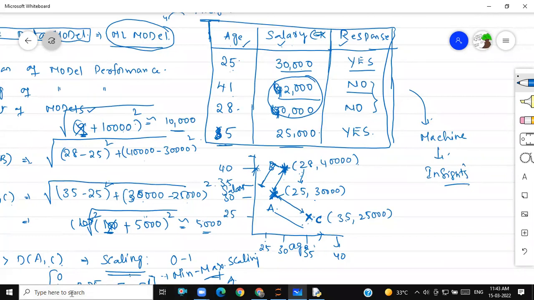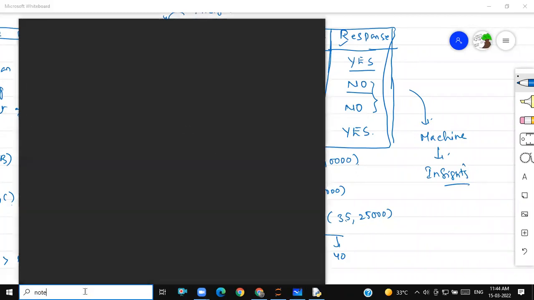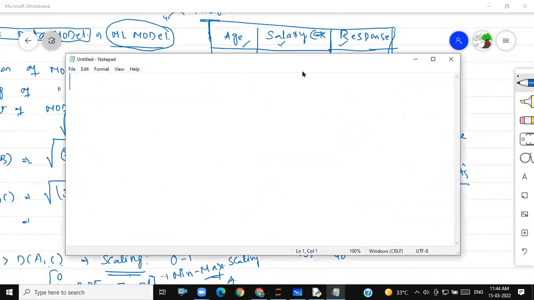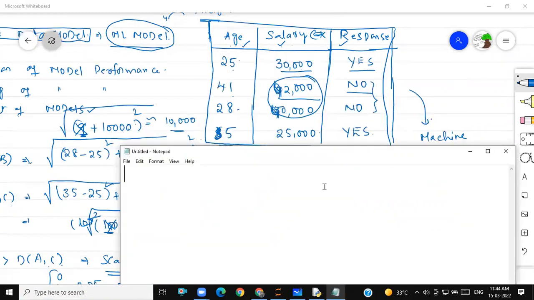So to make this application, I'm just going to open a CSV file or just a notepad. I'm doing the preparation of the data, guys. I'm opening a notepad, and whatever the data is, I put all of it here. Very simple: age, salary, and what the response is going to be.